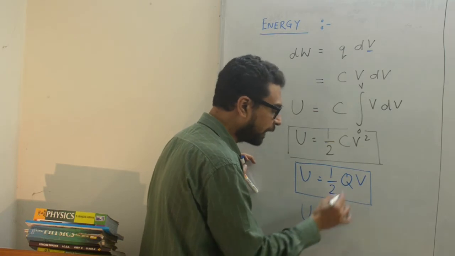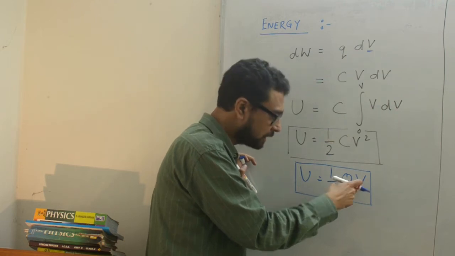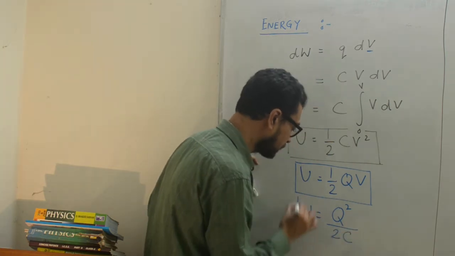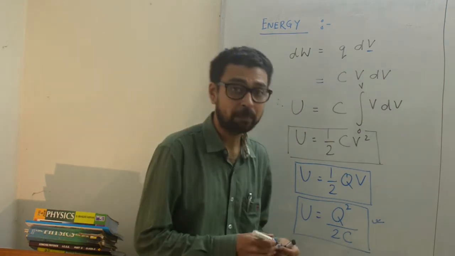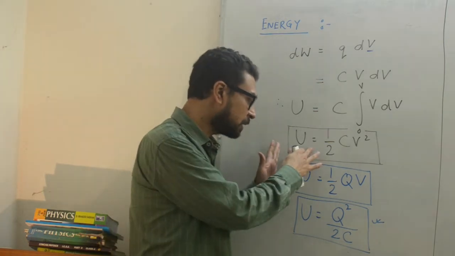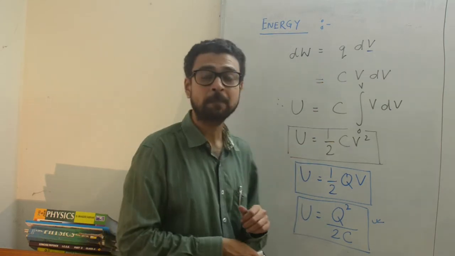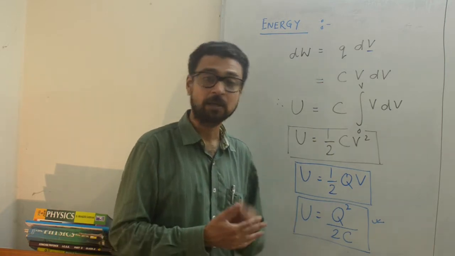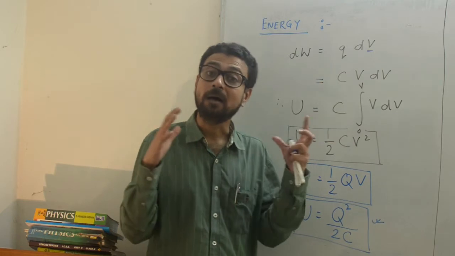Another one: if you write V as Q by C, then you have another expression, which is Q squared by 2C. Can you see here? So we have three expressions, and this expression is mostly used for the series combination of capacitors. So for the parallel combination we use this kind of expression for energy, and for the series one we use this expression for the calculation of energy or any energy losses that occur due to the combination of capacitors.